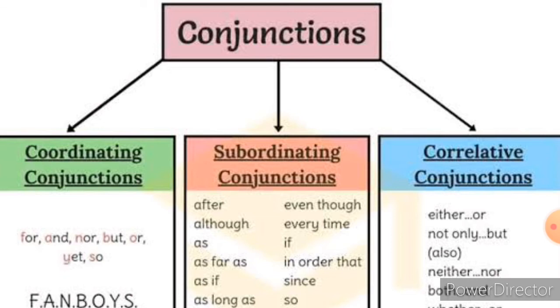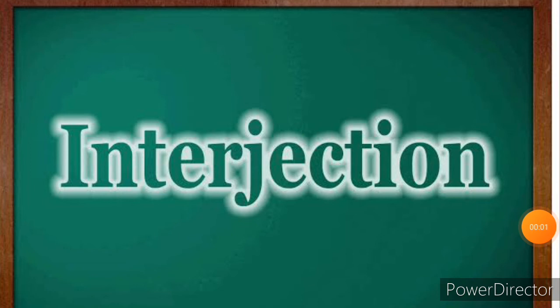Then, a conjunction is a joining word. It joins words, groups of words in a sentence. Look at this. The last one is the interjection.